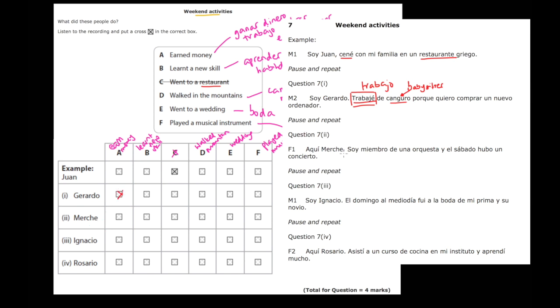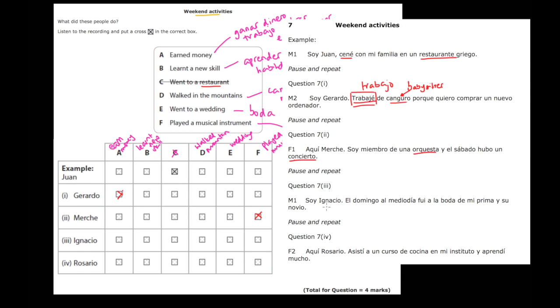Now, what does Merche say? "Aquí Merche, soy miembro de una orquesta y el sábado hubo un concierto." So we've got orchestra and we've got concert. Obviously, with the words orchestra and concert, this is about playing instruments. So it's going to be F. In that case, we didn't really anticipate anything about an orchestra or concert. We were thinking tocar un instrumento, and different musical instruments. Hopefully with orquesta and concierto being cognates, we would still be all right.